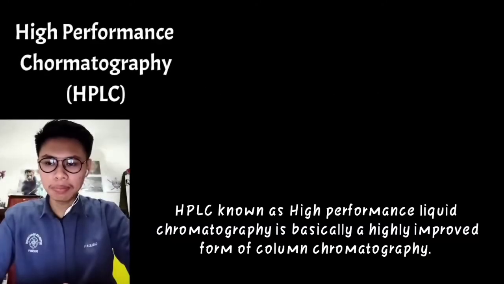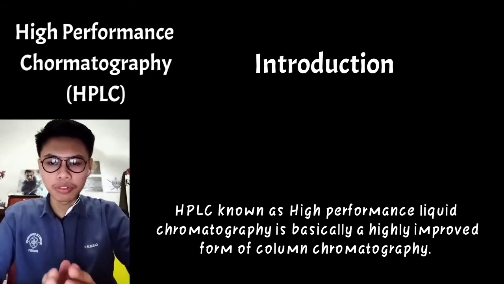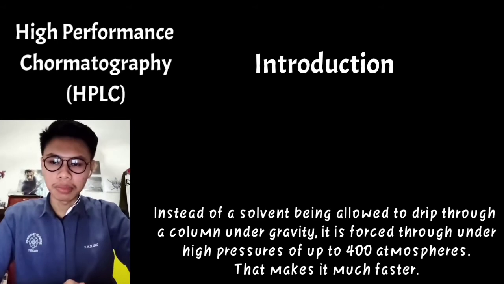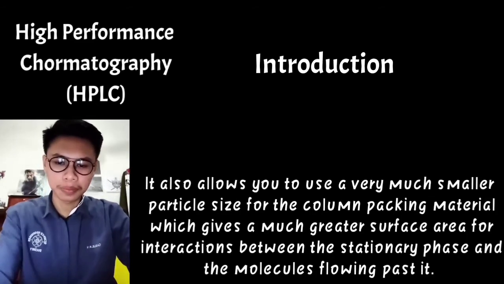HPLC, known as High Performance Liquid Chromatography, is basically a highly improved form of column chromatography. Instead of a solvent being allowed to drip through a column under gravity, it is forced through under high pressures of up to 400 atmospheres. That makes it much faster.